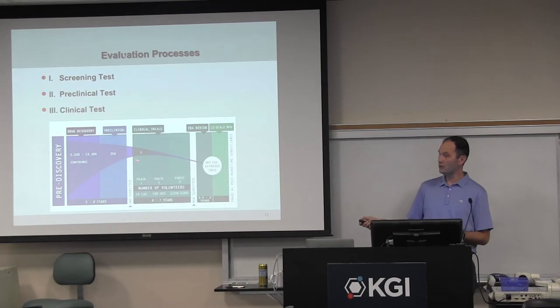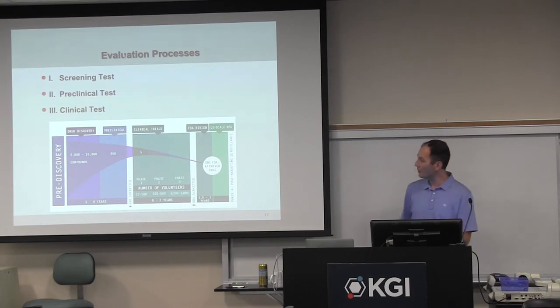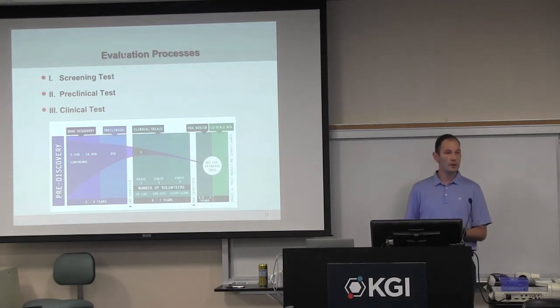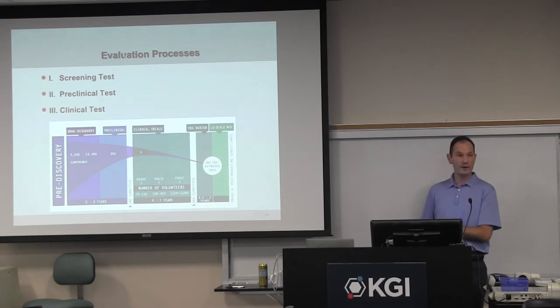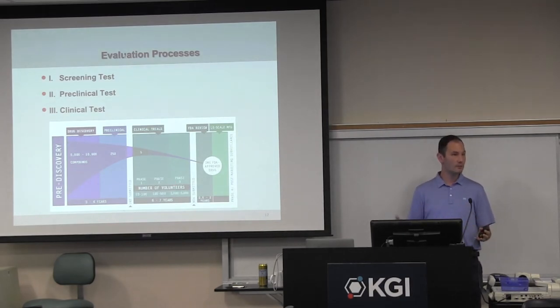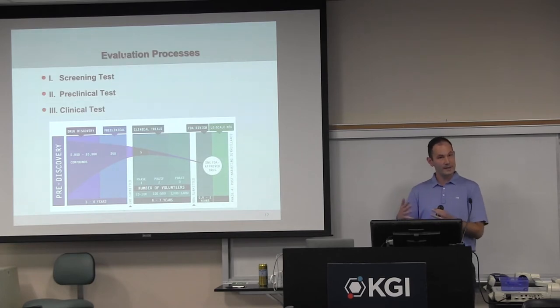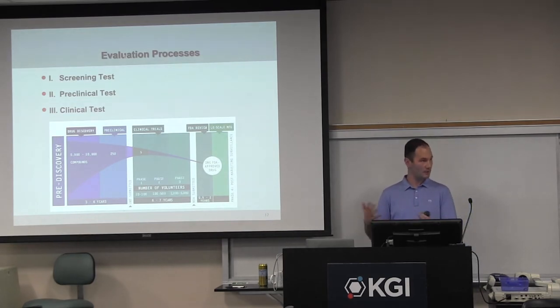You do this in three stages: phase one, phase two, and phase three. Phase one is up to around a hundred people, all healthy, and you give them your drug and ask what side effects they have. If the side effects are minimal, you can test it in phase two trials with a small number of sick people. If your drug shows some potency or efficacy in curing those sick people, you're ready for a larger trial, phase three, where you have hundreds and thousands of people with that disease.